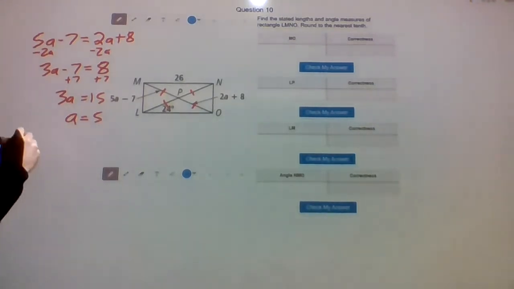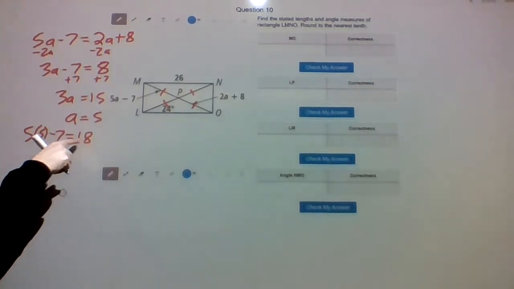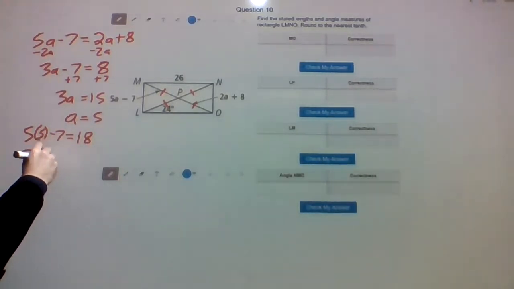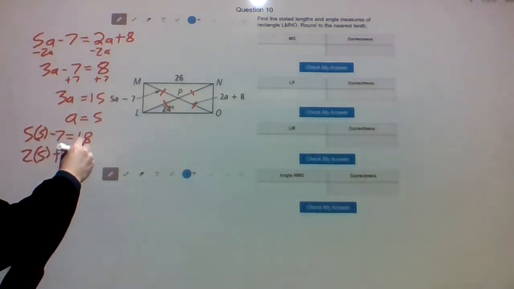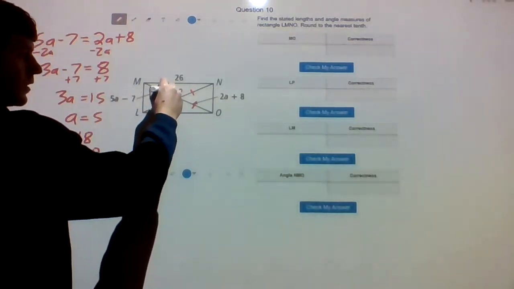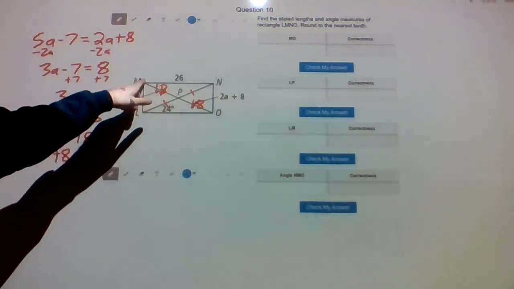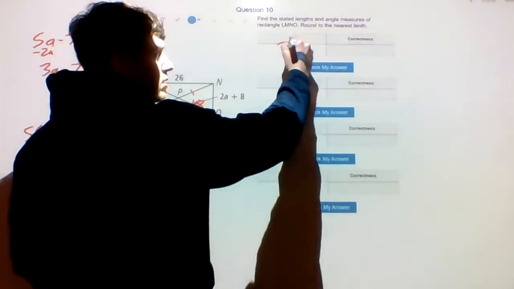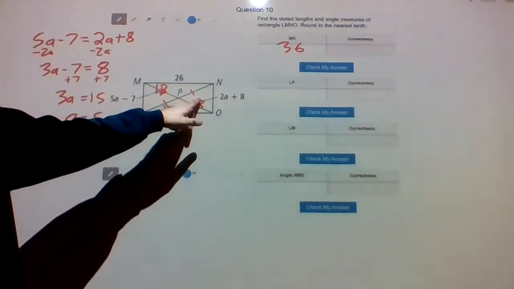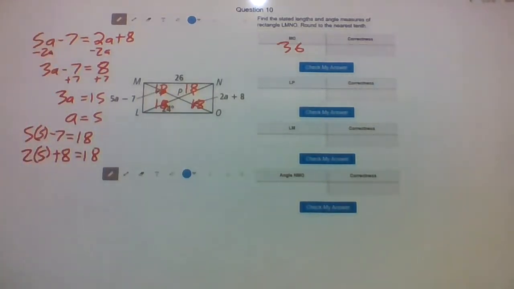When we substitute that back in, we have 5 times 5 minus 7, 25 minus 7 is 18. And we have 2 times 5 plus 8, that's 10 plus 8 is 18. So good. We better get the same answer there. So 18 and 18. So that means MO is 18 plus 18, which is 36. And then LP is going to be 18 because these pieces are also 18 and 18 because this is a rectangle. And in a rectangle, diagonals are congruent. Alright, so LP is 18.